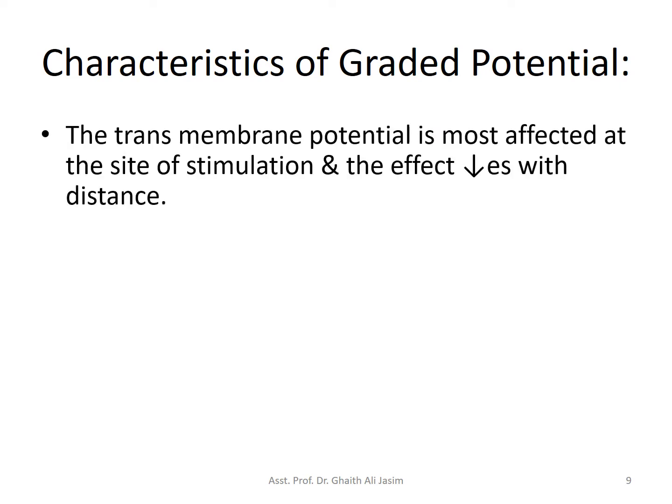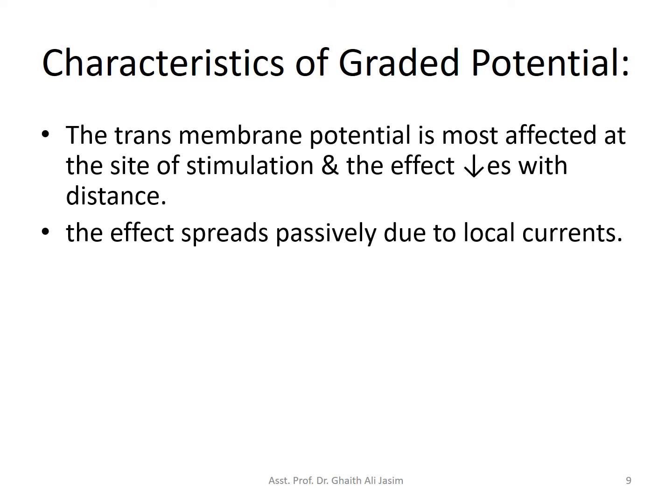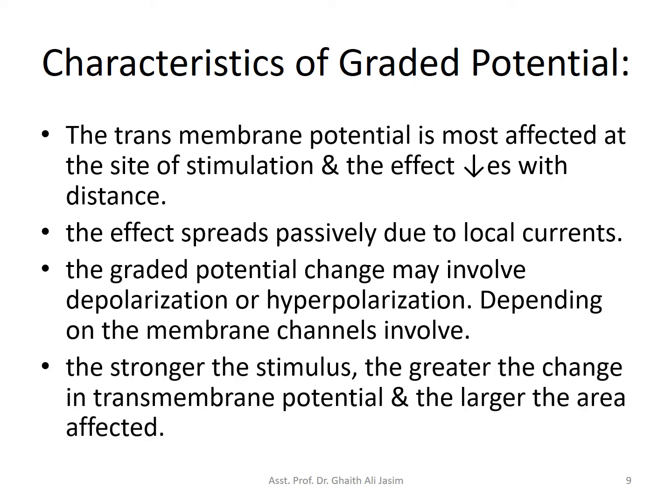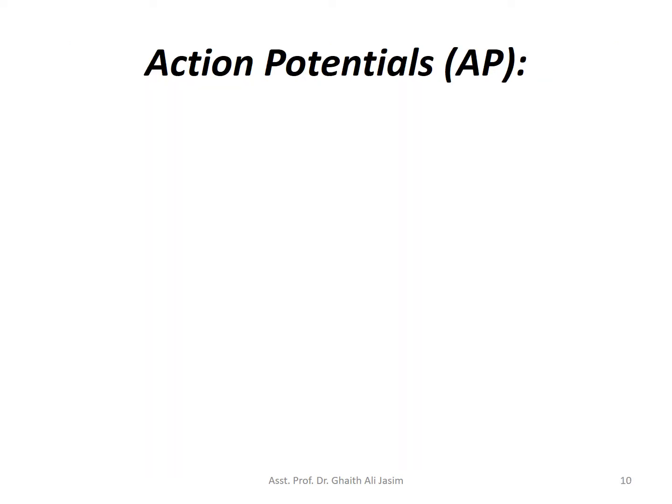The transmembrane potential is most affected at the site of stimulus, and the effect decreases by distance. The effect spreads passively due to a local current. The graded potential changes may involve depolarization or hyperpolarization, depending on the membrane channels involved, sodium or potassium. The stronger the stimulus, the greater the change in the transmembrane potential, and the larger the area affected. The second type of potential is the action potentials.